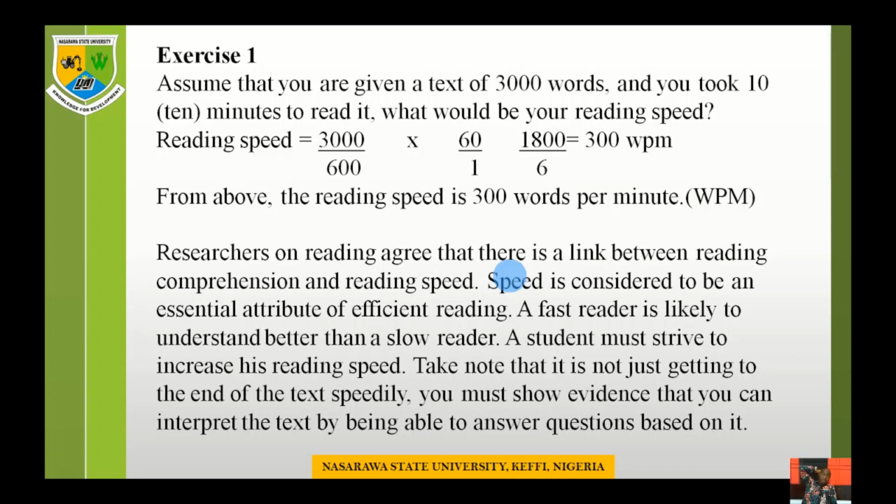So what you substituted are the values for the number of words. What you have here is 10 times 60 seconds. 60 seconds make 1 minute. We have 10 minutes, so that's 60 times 10, which is 600. If you do your cross multiplication very well, you arrive at 300 words per minute.